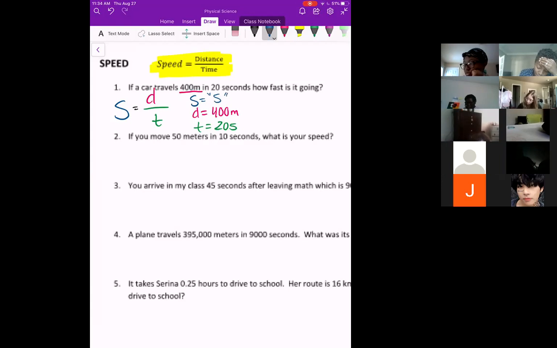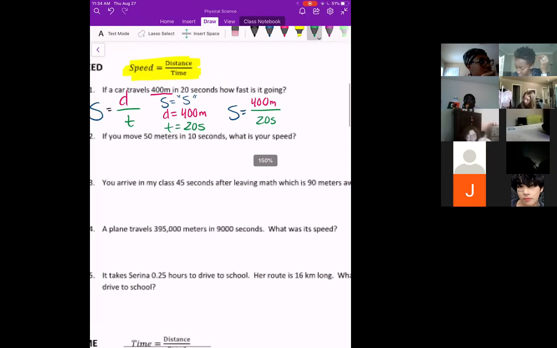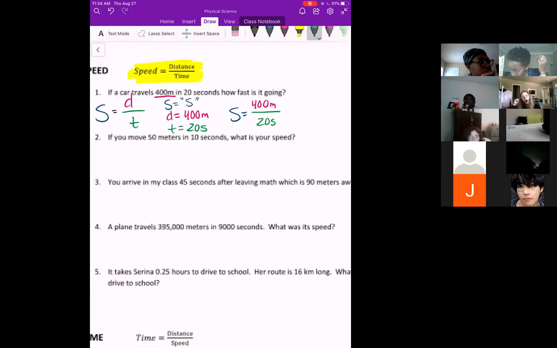All right, so now I'm gonna plug everything back in. I still have S because I didn't know what that was. I now have D, which was 400 M. And then I also have T, which was 20 S. Great, so now I'm just dividing. All right, so I'll do it on my calculator. I got 400 divided by 20. I got 20. Is that what you guys got?